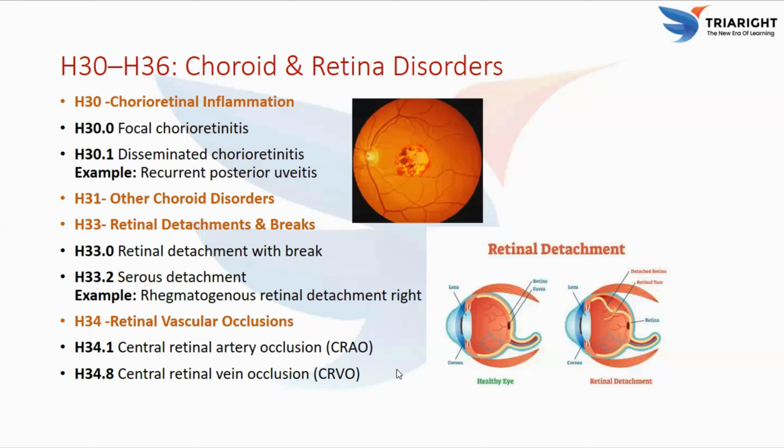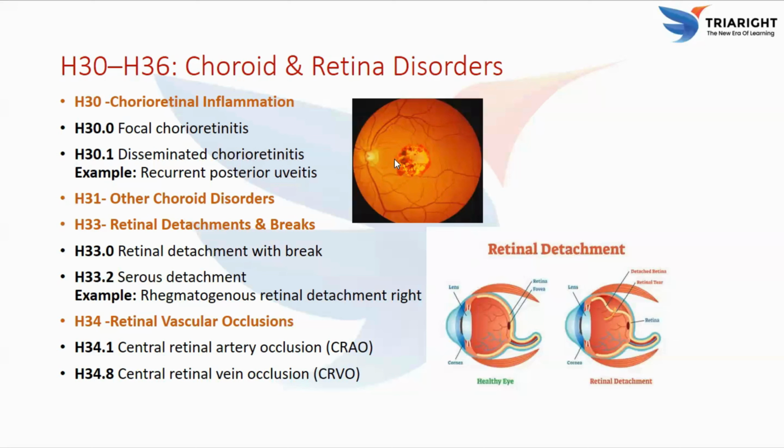Whereas in the case of CRVO, the main vein that drains blood from the retina becomes blocked. In CRAO, the artery is blocked. In CRVO, the vein is blocked. So the retina becomes swollen and it is filled with hemorrhages. So what are the risk factors of CRVO? Hypertension, diabetes, glaucoma, and blood clotting disorders. Here is a typical fundus image which shows the blood and thunder appearance. You can see there are lots of hemorrhages in this picture.